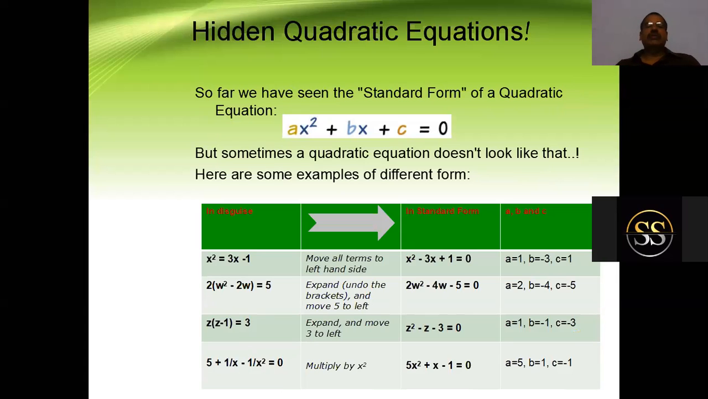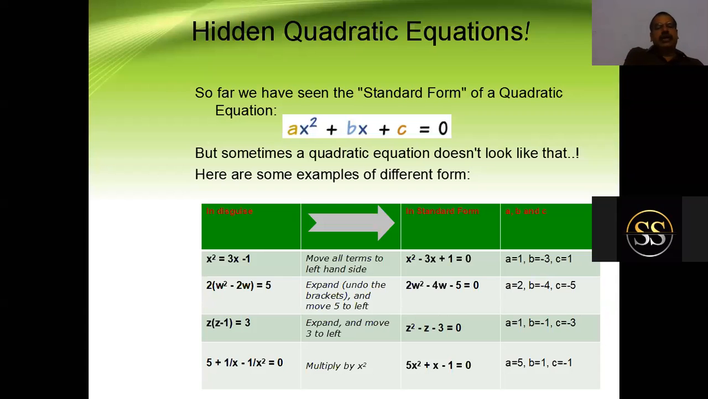Okay, so far we have seen the standard form of a quadratic equation, ax square plus bx plus c equal to 0. But sometimes a quadratic equation does not look like that. Here some examples are different. You see, x square equal to 3x minus 1. Then you can write it in standard form: x square minus 3x plus 1 equal to 0. Then a equal to 1, b equal to minus 3, c equal to 1.